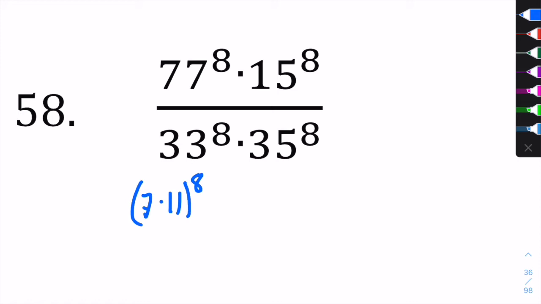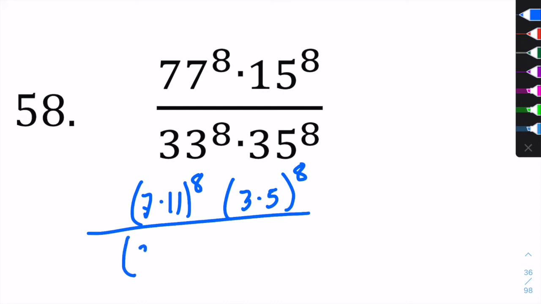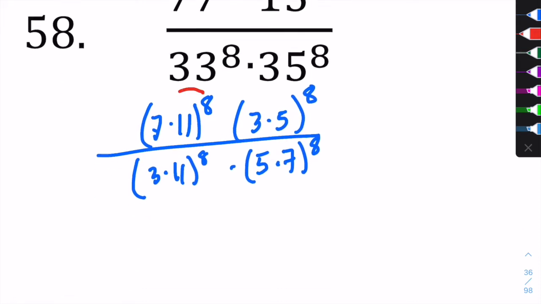Great. I can do that again over here with 3 times 5 is 15 to the 8th power, all over the denominator here, which is 3 times 11 to the 8th power, and 35 is 5 times 7 to the 8th power. Whoa! Look at all of these power of powers properties waiting to happen. So many distributings.